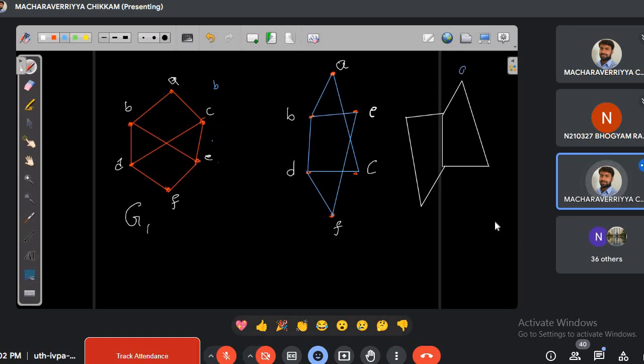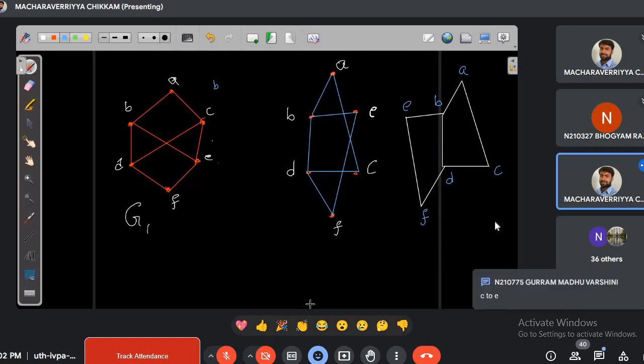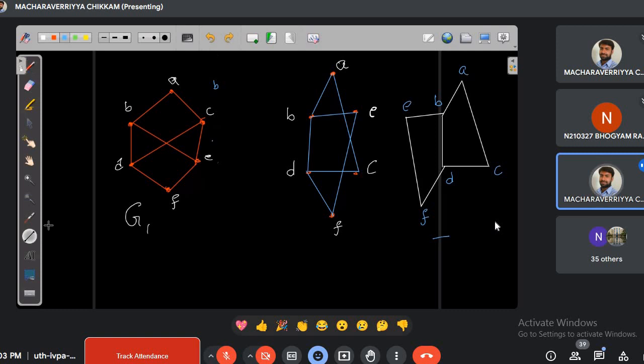I mean, this is A, and this is B, and this is E, and this is F, and this is D, and it is C. I can separate it like this. But however, this is C to E. Okay, in the earlier case, I did not write that edge C to E. Here I missed to write it.